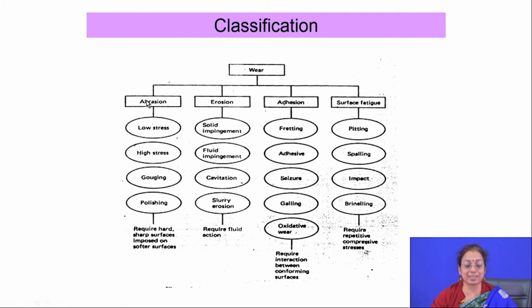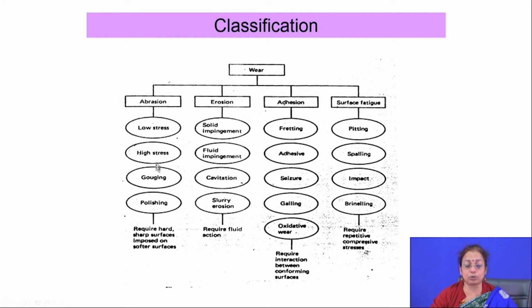Now, quickly going to the subcategories, there are several under each category. Under abrasion there is low stress abrasion, high stress abrasion, gouging wear and polishing wear. Under erosion there is solid impingement, fluid impingement, cavitation wear and slurry erosion. In the case of cavitation erosion and slurry erosion, you always use the term erosion. In adhesive wear, there is fretting wear, simple adhesive wear, scuffing, galling and oxidative wear, and in surface fatigue there is pitting wear, spalling wear, impact wear and brinelling wear.